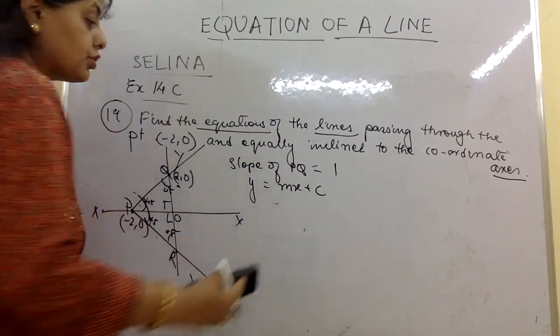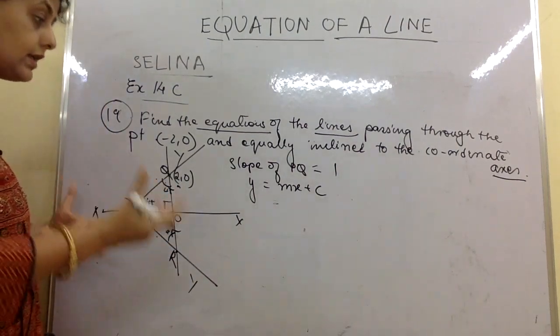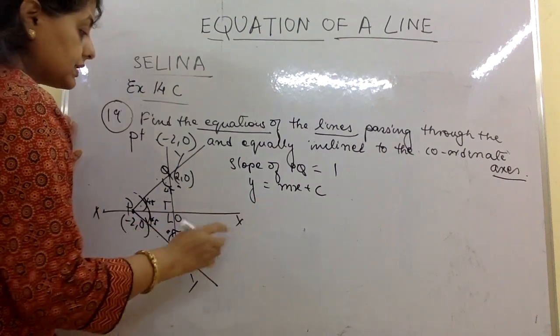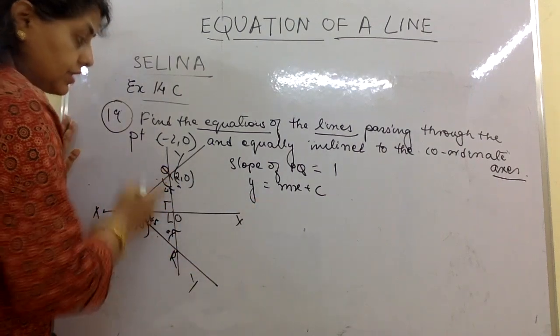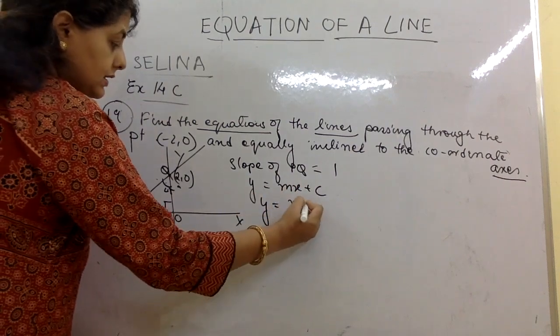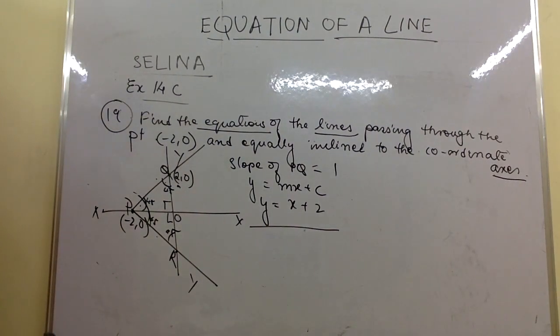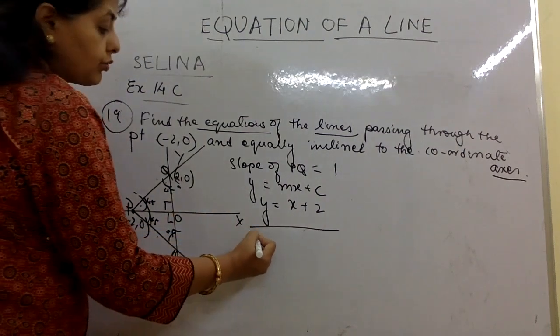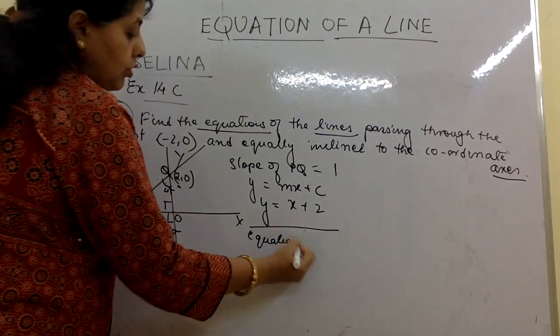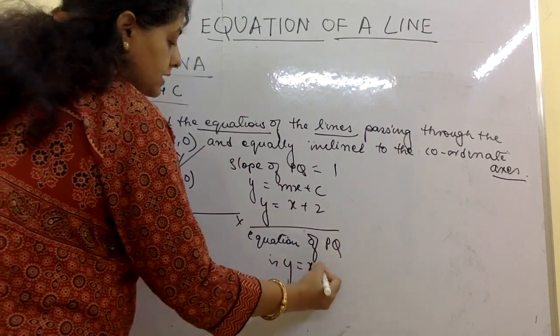So we need not find c at all. c is ready now. c is 2. I can see the y-intercept is 2. Here m is 1. So y is equal to x plus 2. That is the equation of PQ.